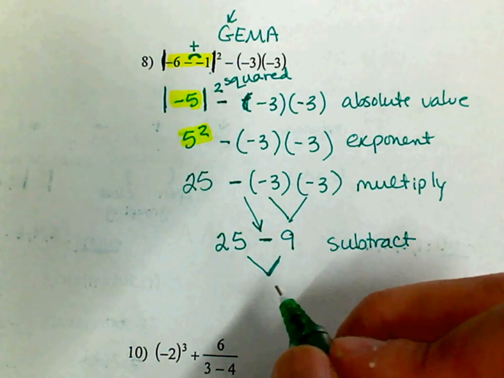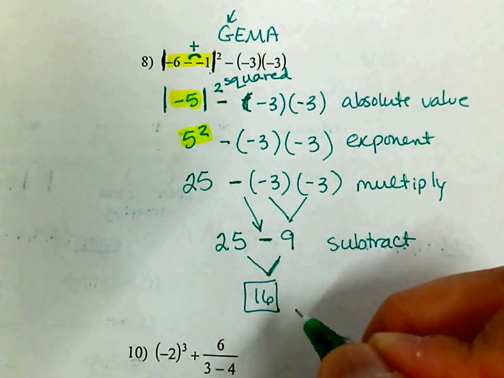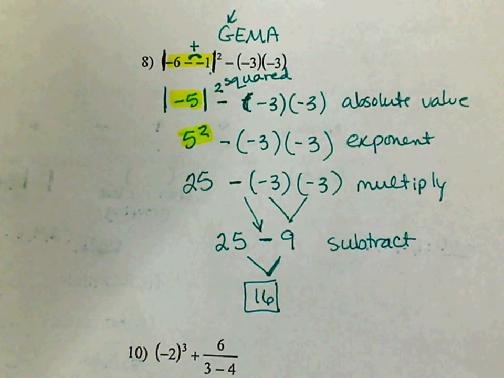16. Very good. Good job. Good math brain. You have $25, you took away 9, I have $16 left. Think of money. It always helps with positives and negatives. Okay. Any questions about that? All right, let's go to number 10, okay?